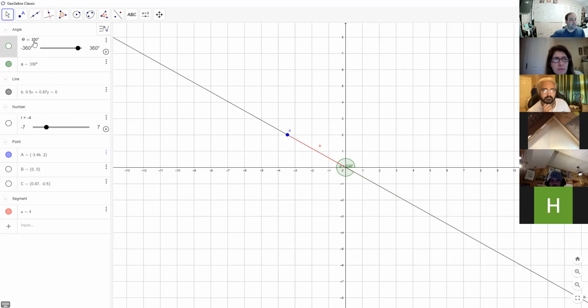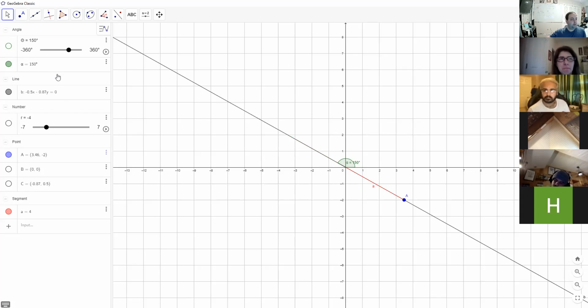But then if I change this angle, what was it? 150. It was 5 pi over 6, wasn't it? Yeah, 5 pi over 6. So 150. Notice, see? It's back in that same position again. The only thing that's changed is the angle, the way it's displayed.